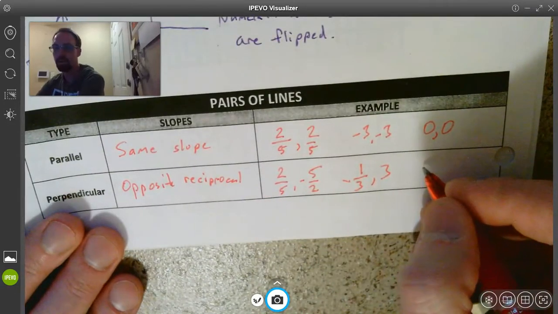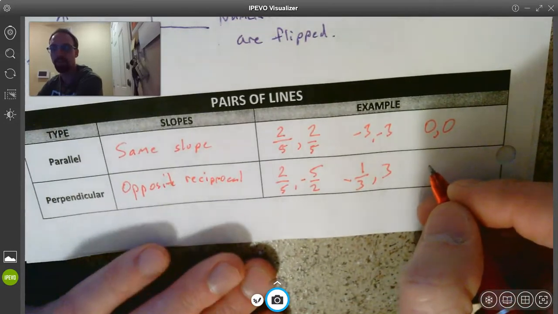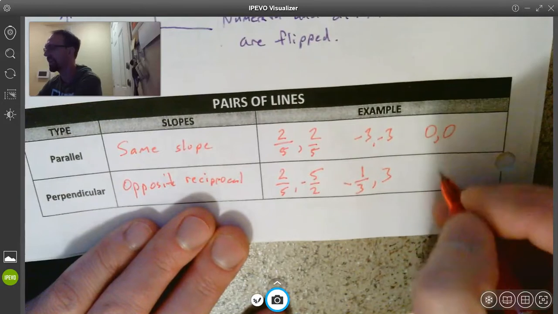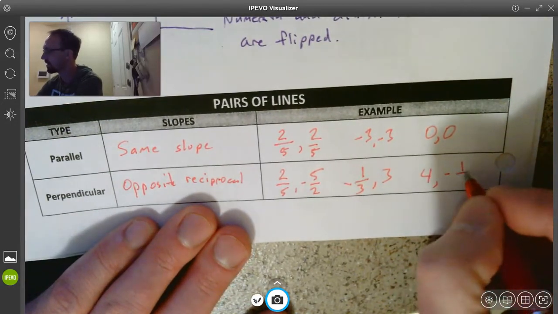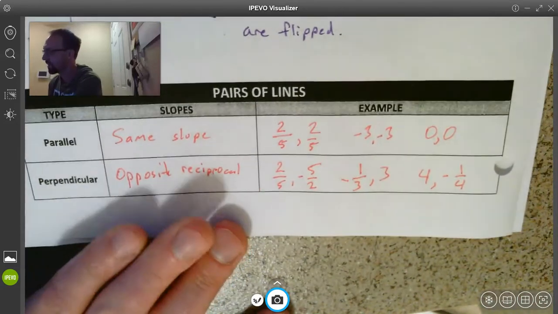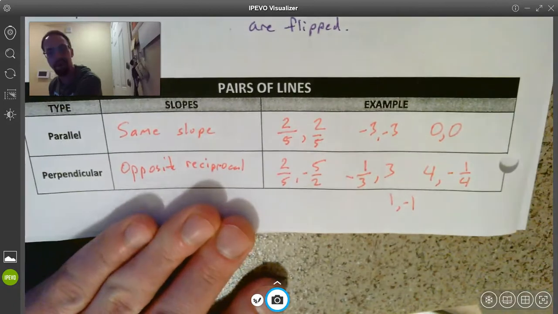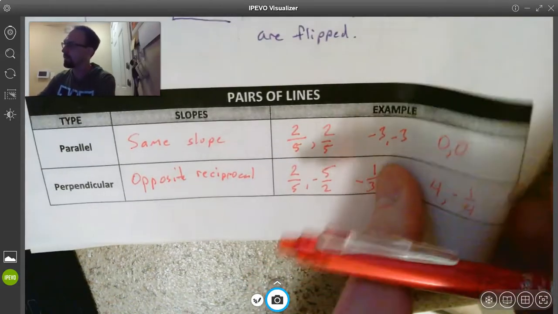Now 0 doesn't work. All horizontal and vertical lines are perpendicular, so I can't use 0 as an example. But if I use another one, say I use 4, then I would have -1/4. Another one that students commonly miss is 1 and -1. Those are also opposite reciprocals. Just because you don't see 1 as a fraction, remember anything divided by 1 is just itself.